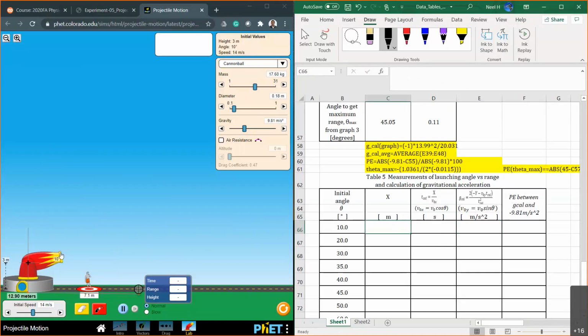10 degree, make sure initial height is 3 meters. Technically, you can do any height, doesn't matter, but a reasonably low height is okay. And then let's fire this. Okay, then let's measure the displacement. We're going to measure by using the tape meter instead of the sensor. Then make sure you recheck with the sensor to make sure that's accurate, right?